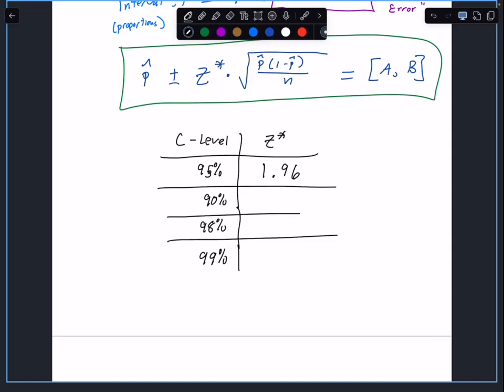If we have 90% confidence, we will use 1.645. If it's 98% confidence, you'll use 2.33. And 99% confidence, you'll use 2.58. All right, you should have these written down in your notes because you're going to have to refer to them.